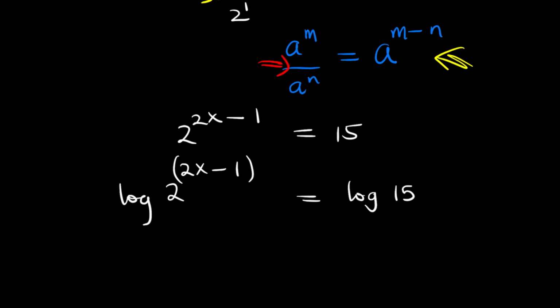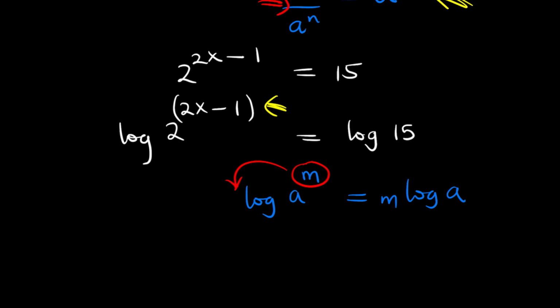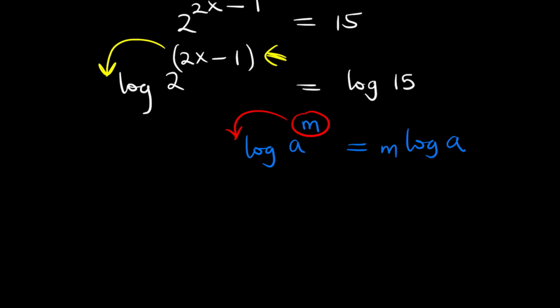So the law of logarithm that we are going to apply here says that if you have log a raised to power m, for instance, this power here can be transferred to the back to give us m log a, meaning that the power we have here, which is 2x minus 1, can be transferred to the back, and then we have 2x minus 1, then log 2 is equal to log 15.